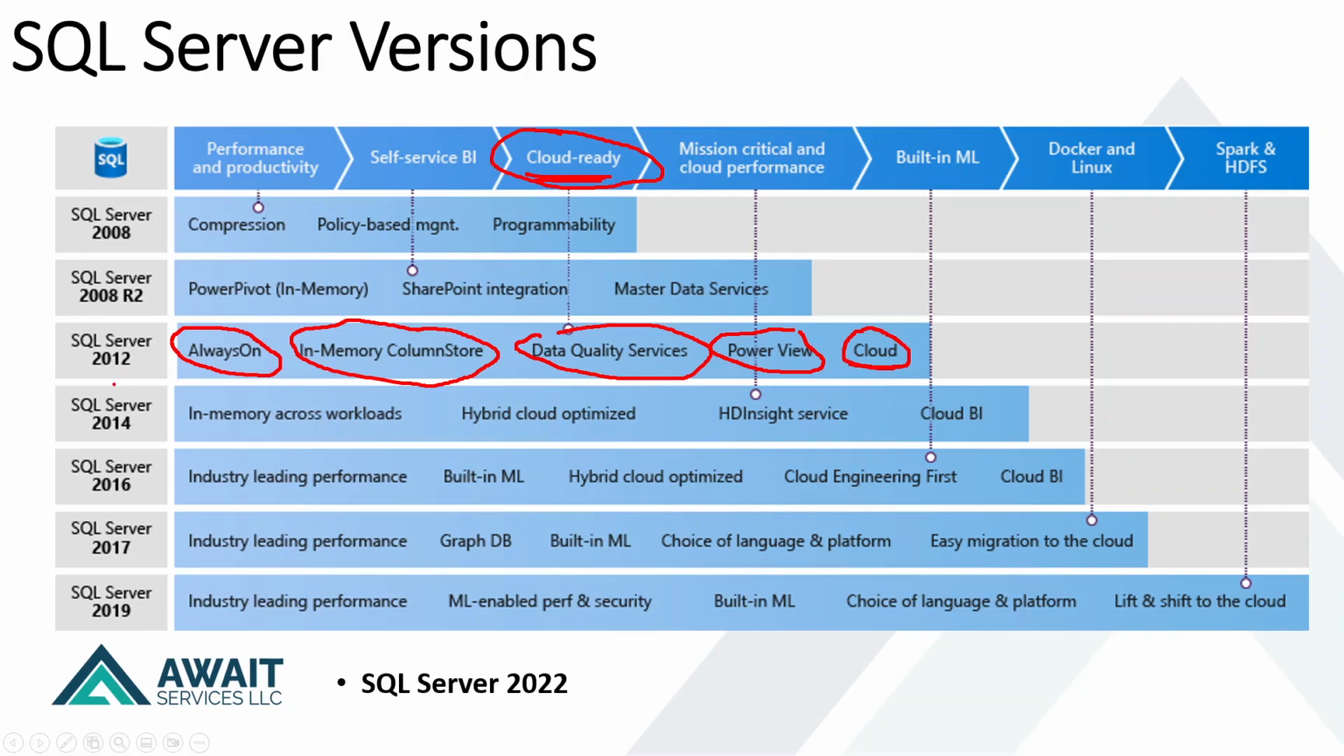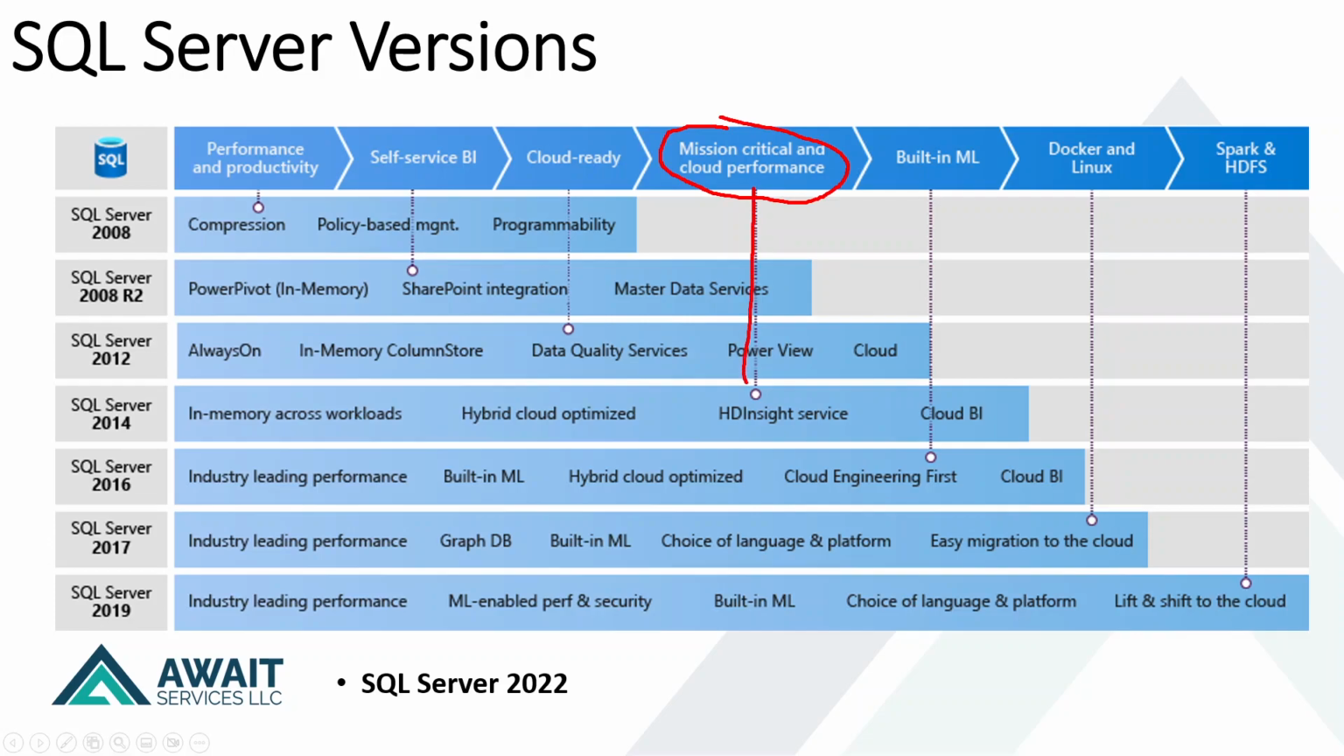Then after 2012, in 2013, there's no version that was released. But then in 2014, we had another version. And then in 2014, the feature that was brought was mission critical cloud performance. You can see these are here.